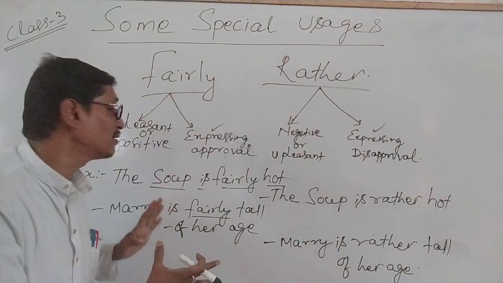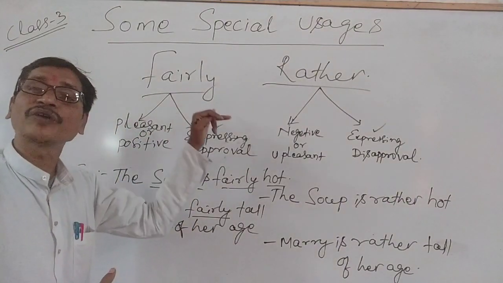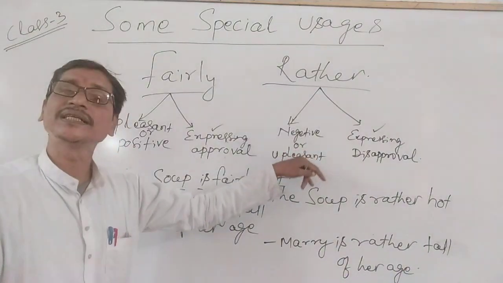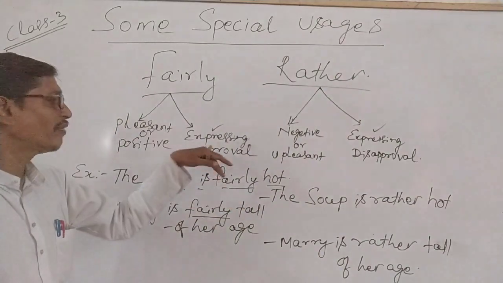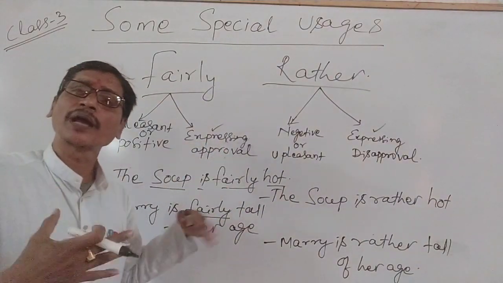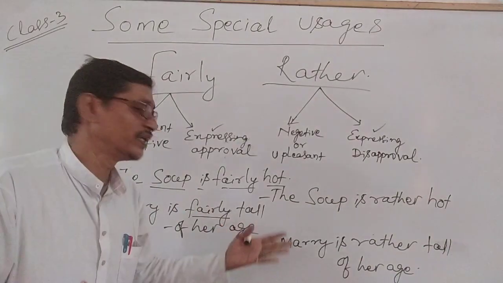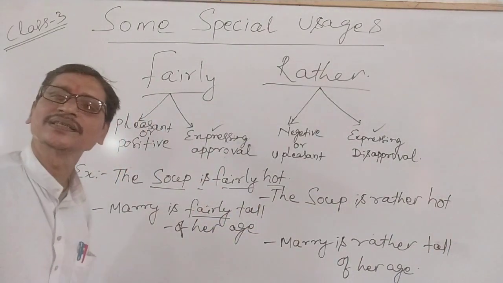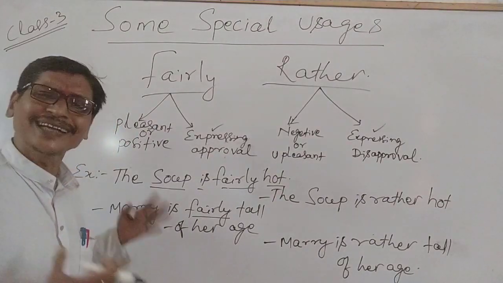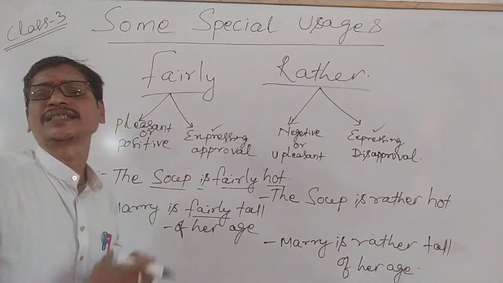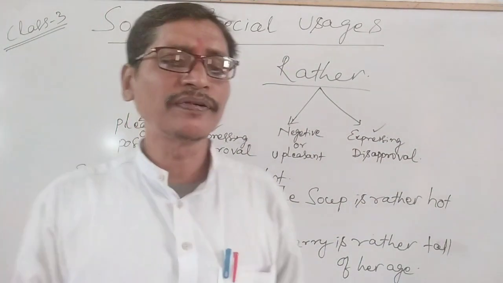So we understood the use of "fairly" and "rather." With these examples, we understood that when we have pleasant or positive things, we use "fairly." When we have unpleasant and negative things, we use "rather." Similarly, when we express our approval, we use "fairly." When we express our disapproval, we use "rather." Understood? Let's understand more with this exercise today.